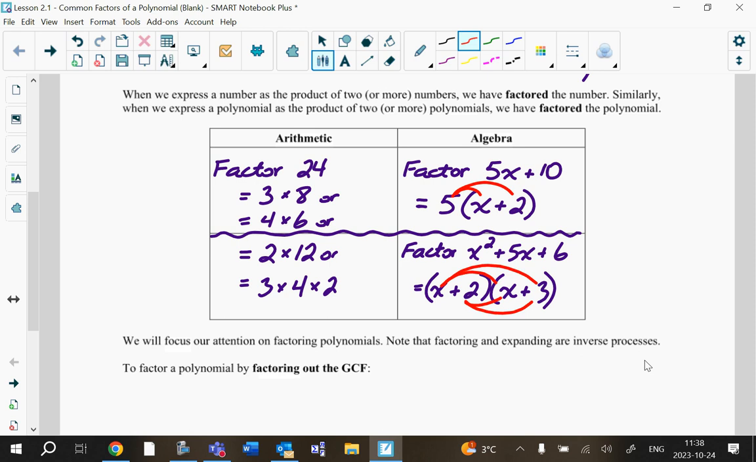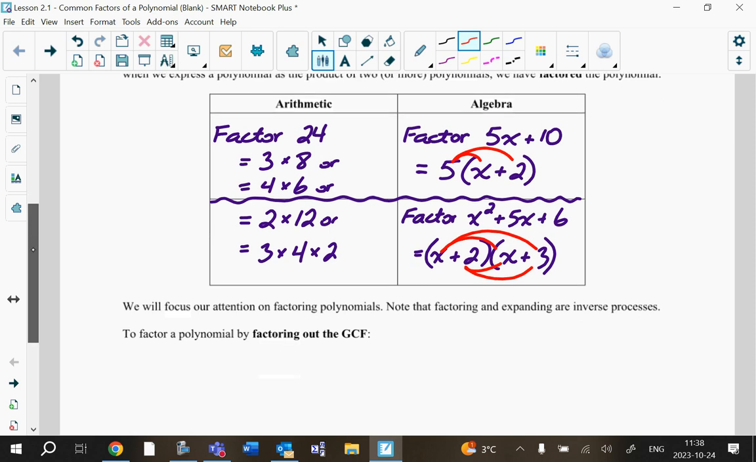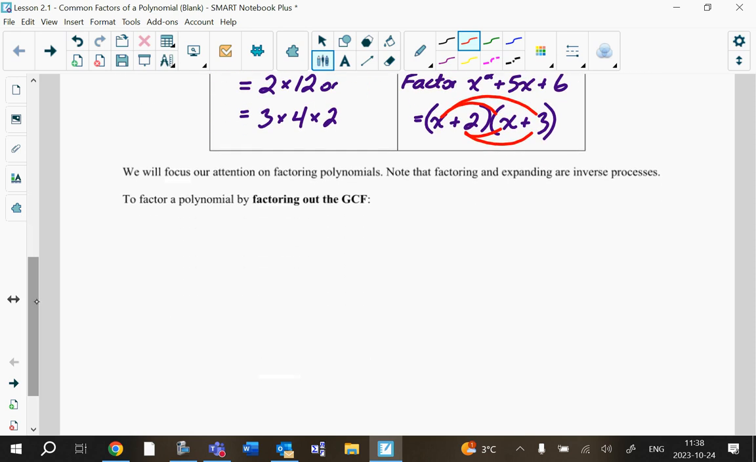So the question is, how do we go from here to here? Like, how did I know these? Well, it depends on what the expression is. That's why there's different types of factoring. Okay? We are going to talk about the first one, like the first example, 5x plus 10 we did. And this method is called factoring out the GCF. Remember what GCF stands for? Greatest common factor.